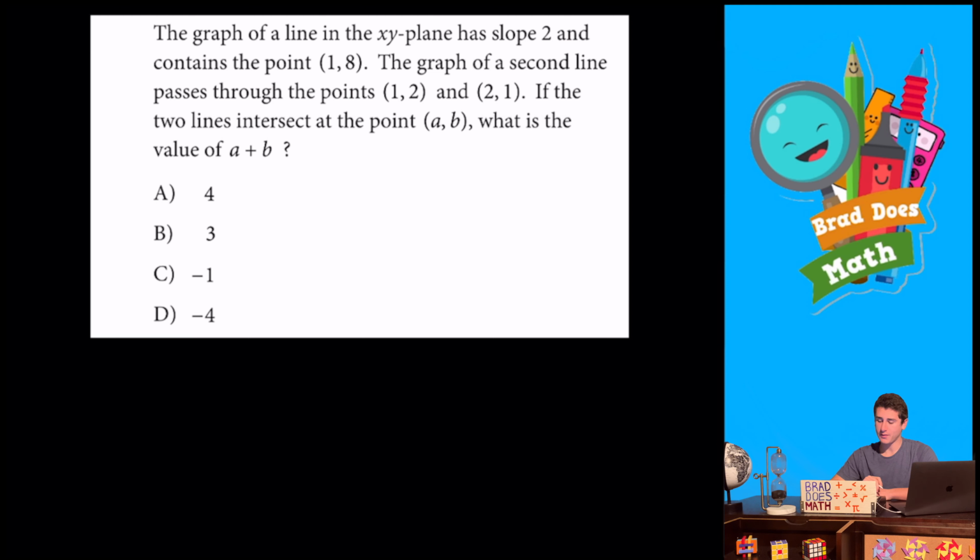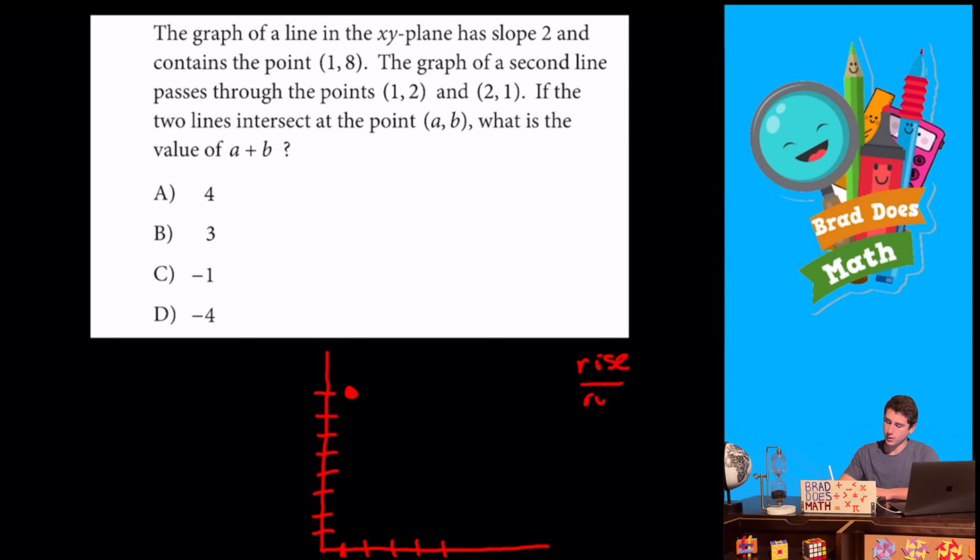So now we have the graph of a line in the xy plane has a slope of 2 and contains the point (1, 8). Okay, so I'm going to draw it in. All right, so (1, 8) is right here. And if my slope is 2, that means my rise over run equals 2 over 1. And make sure, since it's positive, your line should look something like that.